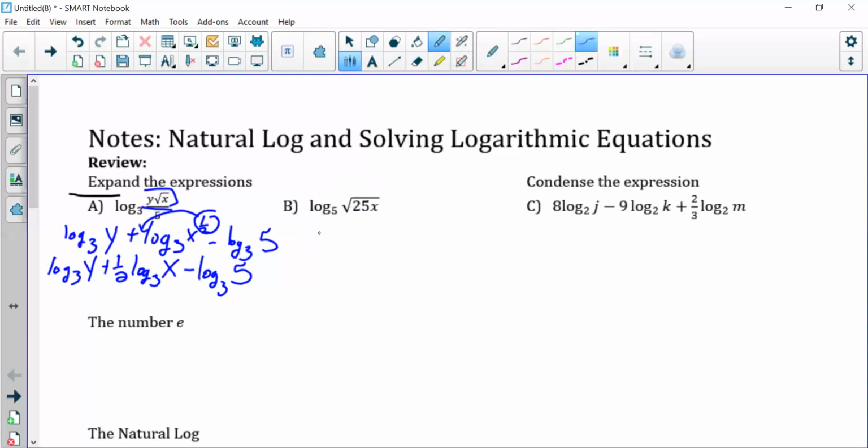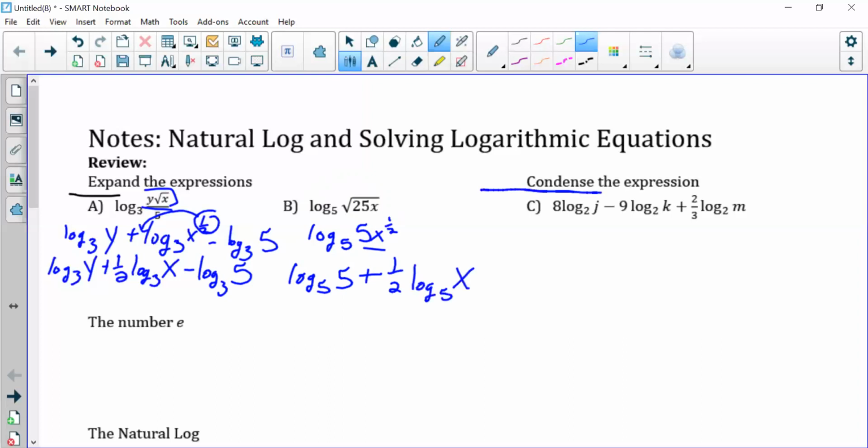So let's simplify this. So this actually becomes the log base 5 of 5x to the 1/2. Now let's split it apart. Multiplication, so it's addition. So the log base 5 of 5 plus, I think we're smart enough, we can handle moving the exponent first, 1/2 the log base 5 of x.